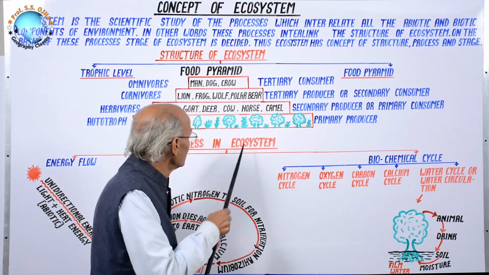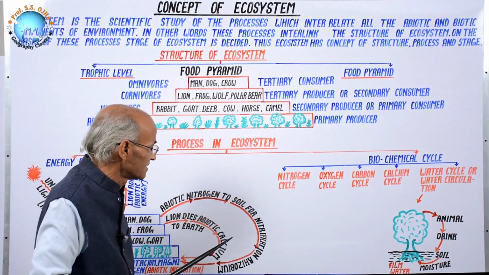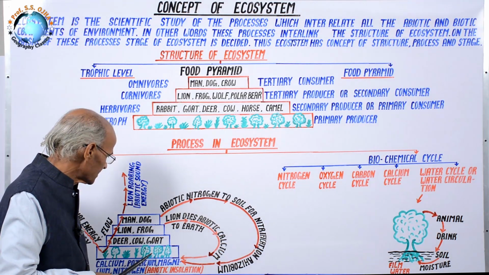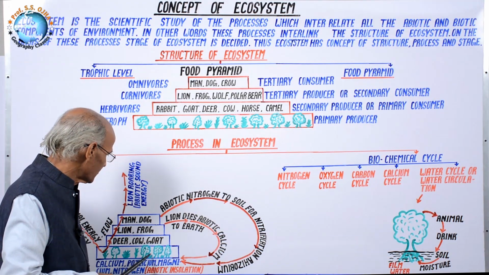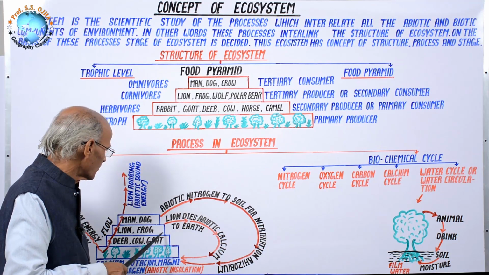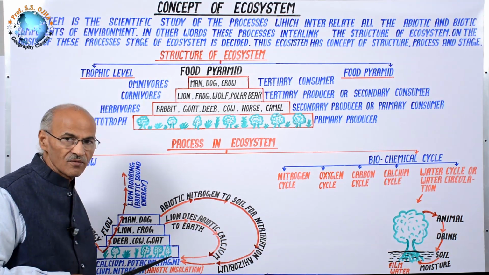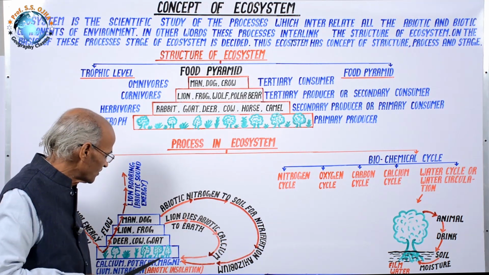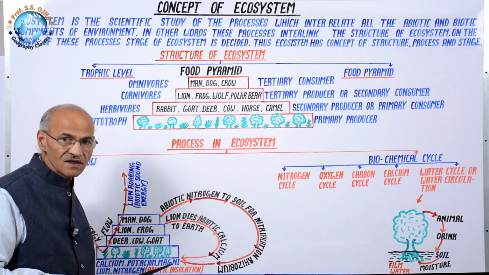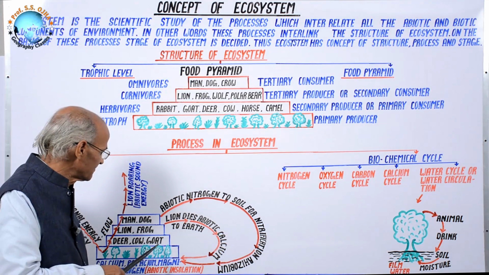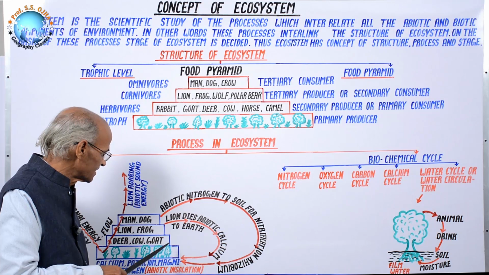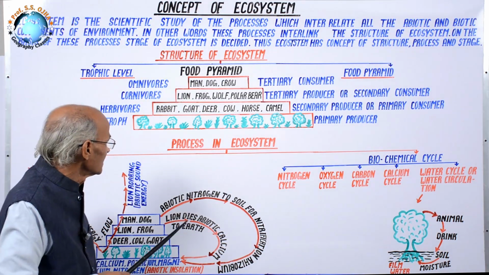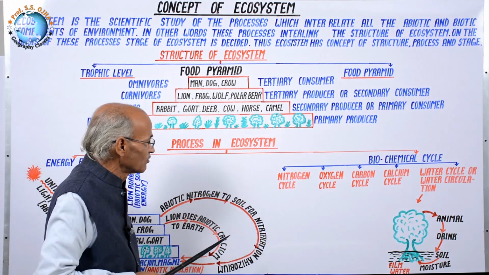Here, one very noteworthy and important thing is that this energy moves from the autotroph or primary producer to herbivore, carnivore, and omnivore, and the amount of energy passing through different steps is only 10%, while 90% of the energy is left back in the previous level. So, this is the process in ecosystem.